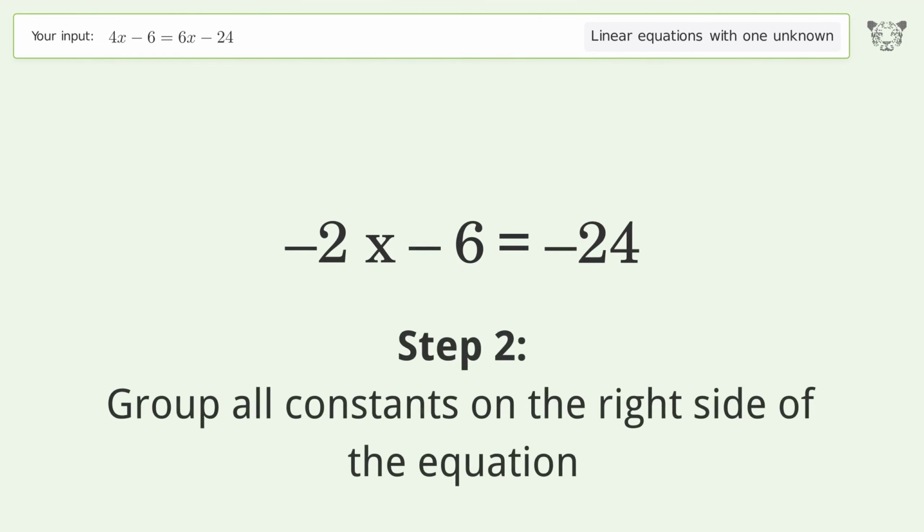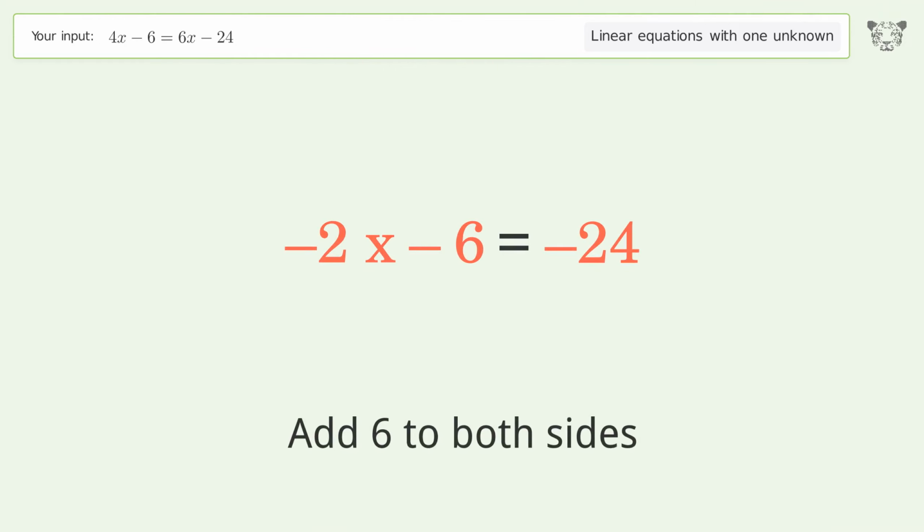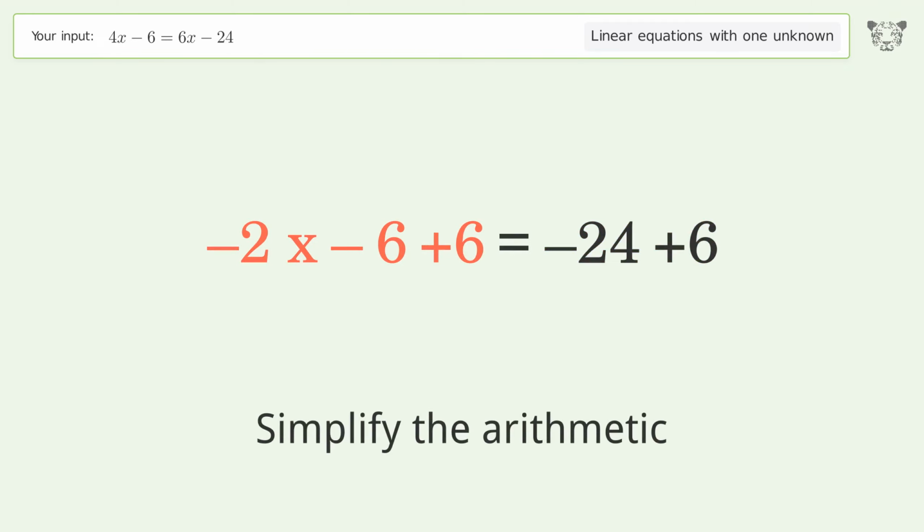Group all constants on the right side of the equation. Add 6 to both sides. Simplify the arithmetic.